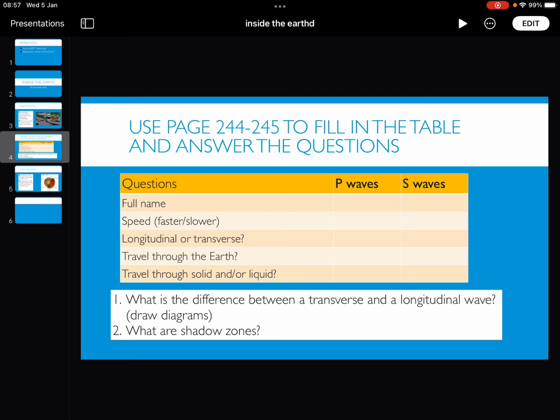Now, underneath, I have put a question, which is a revision question. As you know, P5 is all about waves. And we've talked about P waves and S waves being longitudinal or transverse, but you obviously need to know the difference. So the official definition of a transverse wave is a wave where the particles vibrate at right angles to the direction of energy transfer.